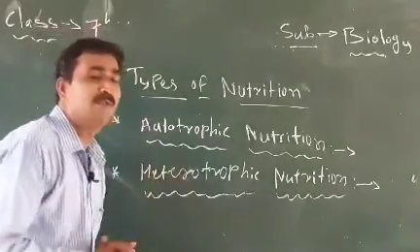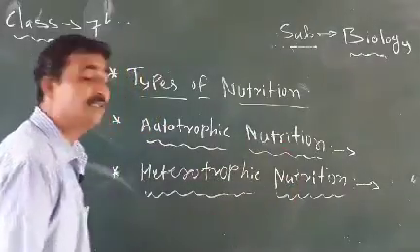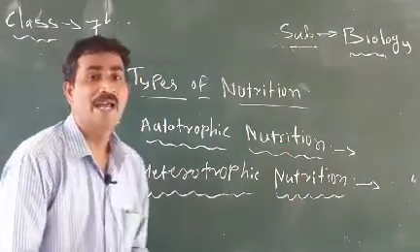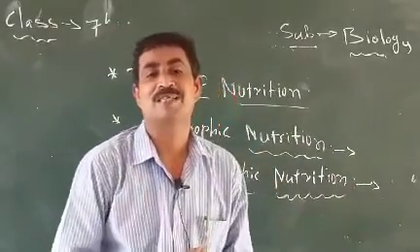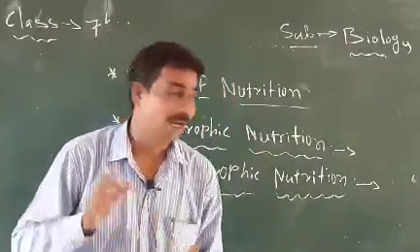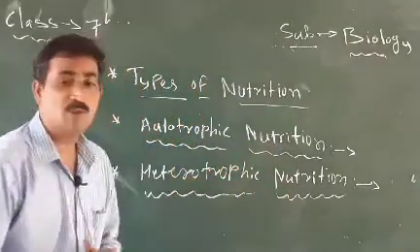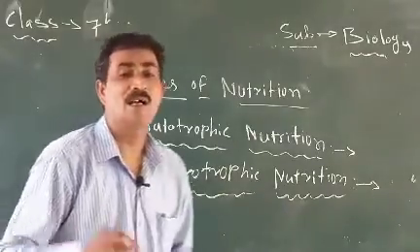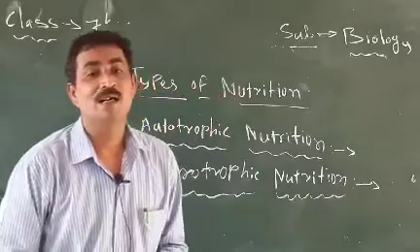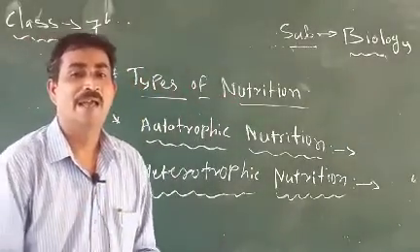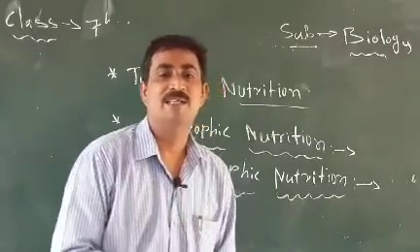Okay, we observe 2 types of nutrition. One is autotrophic nutrition, another is heterotrophic nutrition. Autotrophic nutrition means self nutrition. Autotrophic nutrition means the living organisms prepare their food by themselves, using the raw materials of the environment. Such nutrition we call autotrophic nutrition.